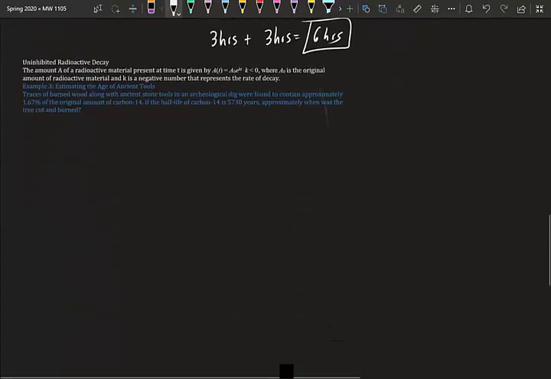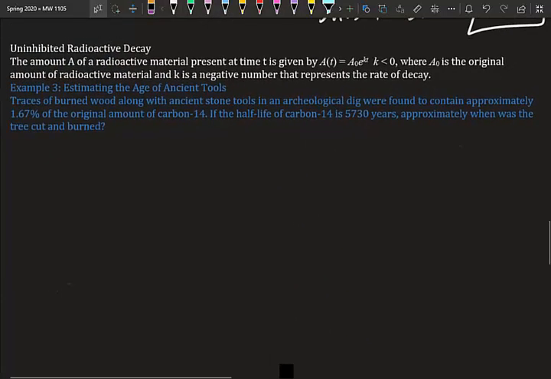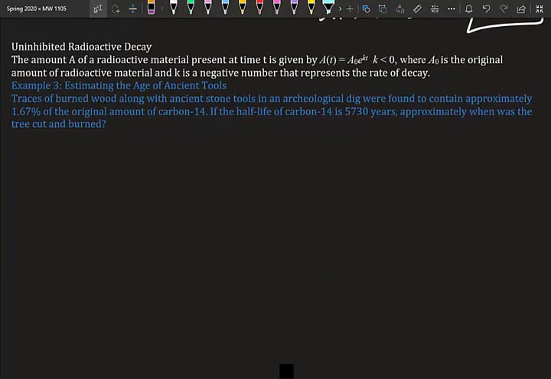Alright, last example. Remember, I took out the Newton cooling just for time's sake and just for everyone's sake, you know. I'd rather be there for you.